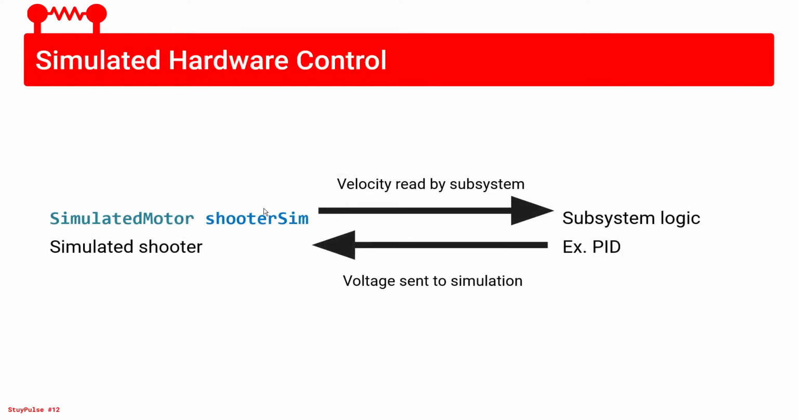And so this is what we want to end up with, where we have a simulated motor. It's not really a shooter sim, I just said it as an example, and it's going to be able to get set to a voltage by our subsystem, and also be able to give our subsystem velocity to work with.